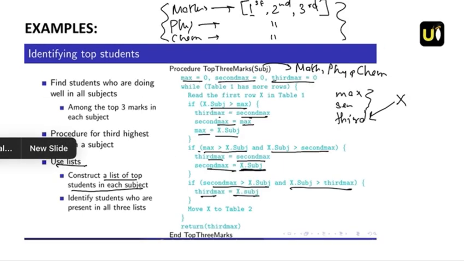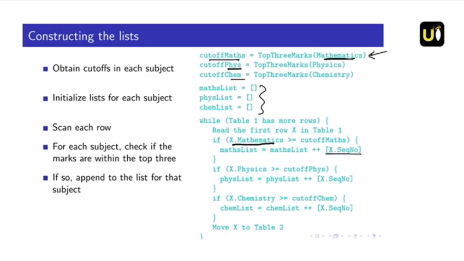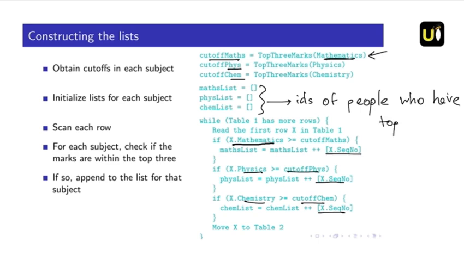Like in the first part of the pseudocode, we only found out the highest three marks, right? Now we are making a list of people who have the highest three marks. So we are writing the IDs of the people. So then the ID of the person gets appended in the maths list. And then we do the same if the physics marks is greater than the cutoff, then the ID gets appended. And then we do the same for chemistry too. So at the end, these three lists will contain IDs of people who have marks that fall into the range of the top three marks in these subjects.